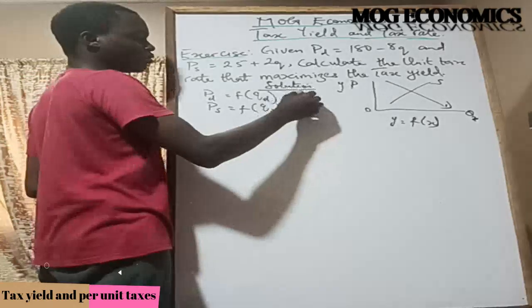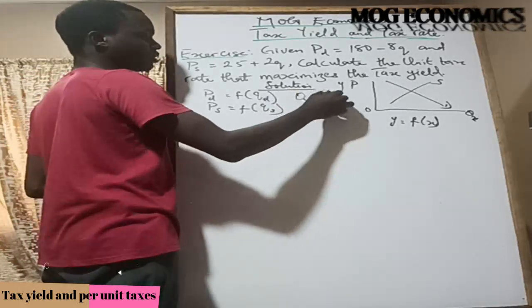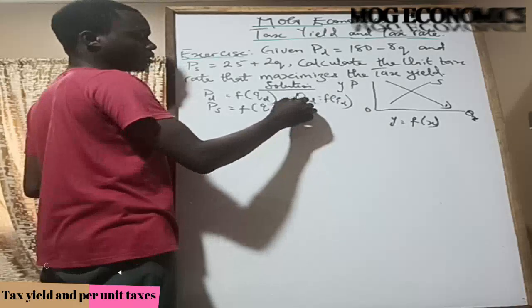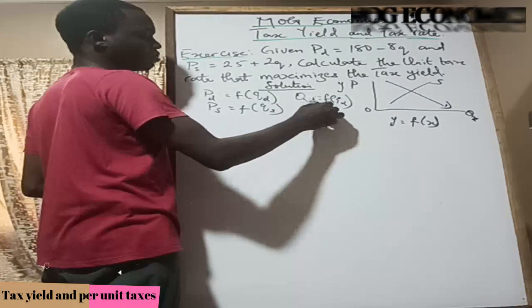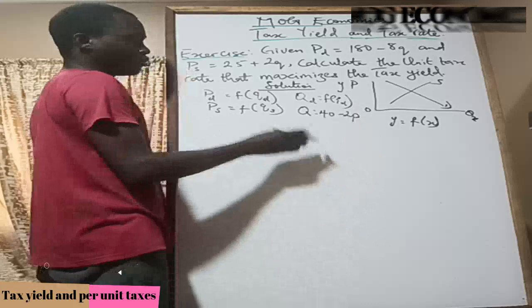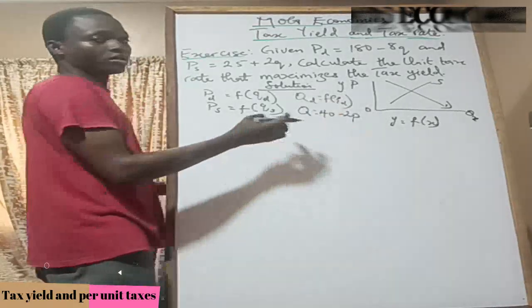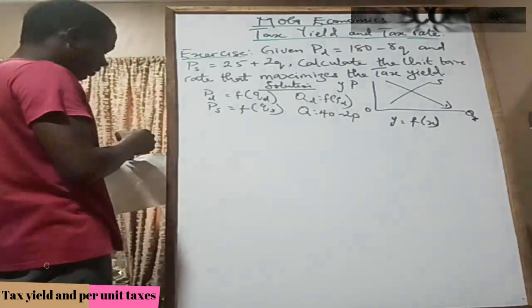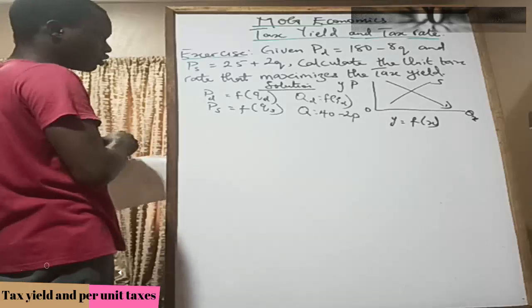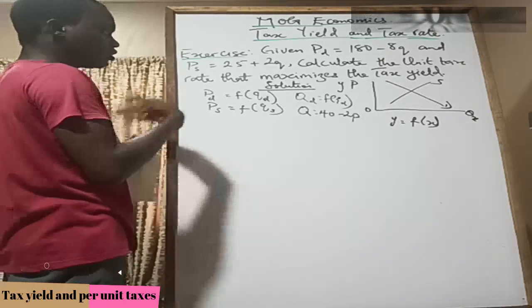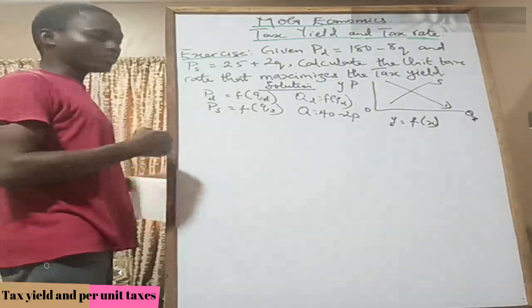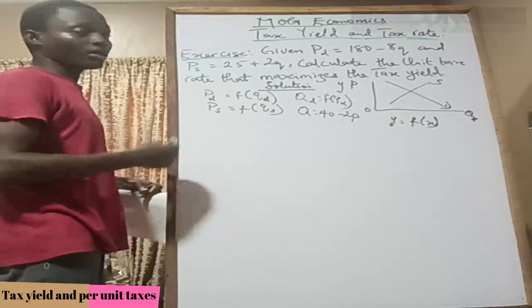Normally it's QD as a function of PD, where Q might be 40 minus 2P, for example. But here, what we are doing is making P the subject. I explained that in the first class, so I'm just going over it in case you missed it. And then normally, if a tax is imposed, like we said, the tax is meant to be on the supplier.